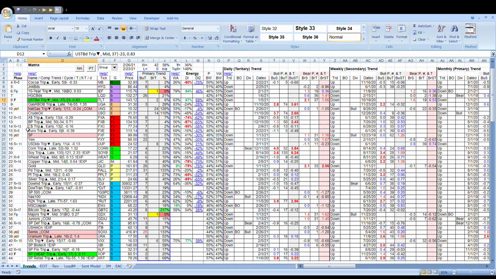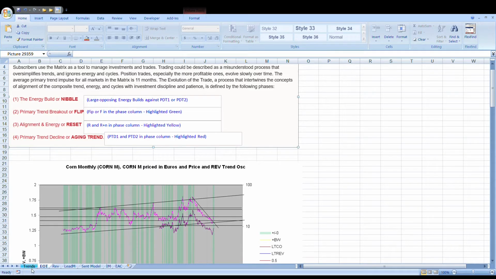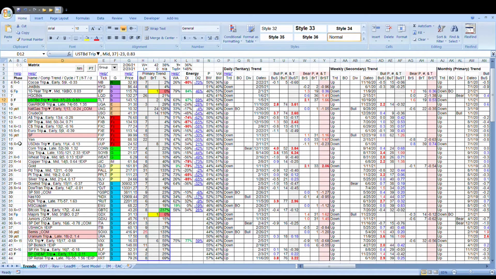But in terms of the phase column, all we're looking at are R's and R plus on certain numbers. After a while, the computer will stop listing numbers because it'll try and say don't chase anymore. So it'll stop publishing it. You can see there's empty phase columns here. That's essentially you're within the alignment and energy phase, but there's no play anymore. So this is a long phase. Phase 3 is alignment and energy or reset. When it's empty in the phase column, you're in the alignment and energy phase, and there's really nothing going on. You're waiting for a reset, or you're waiting for primary trend decline to materialize.